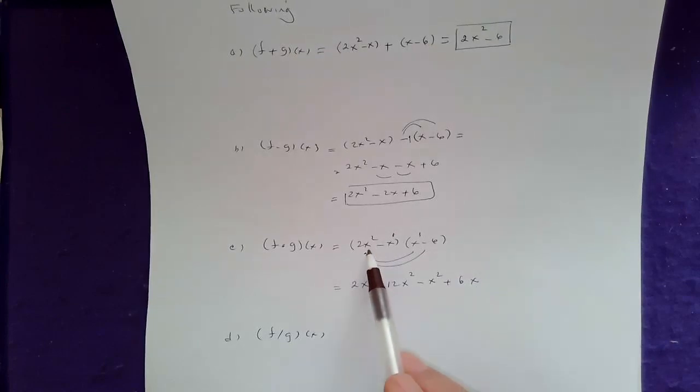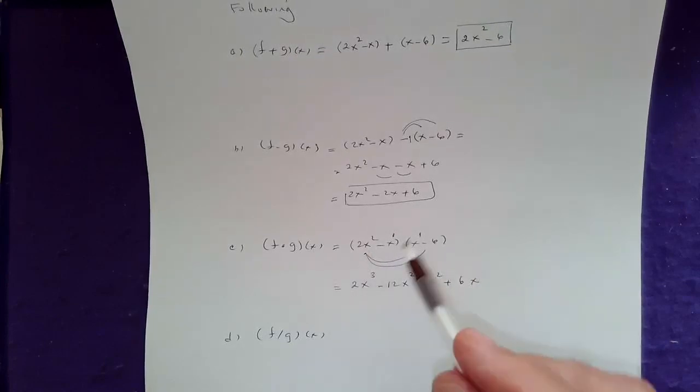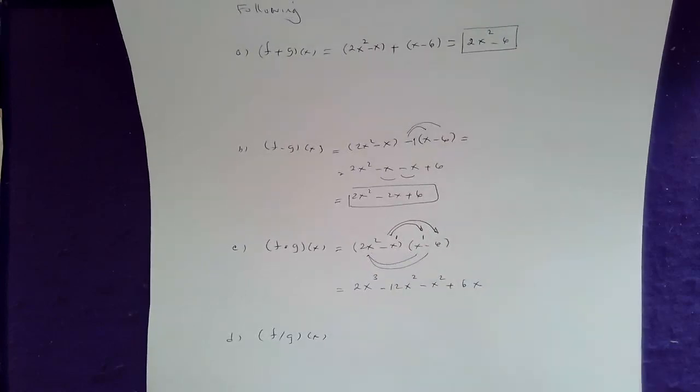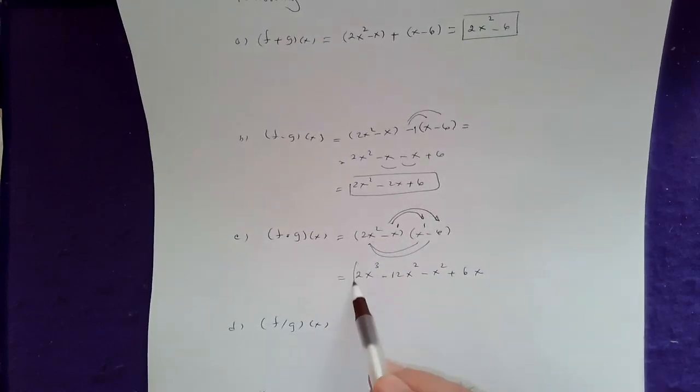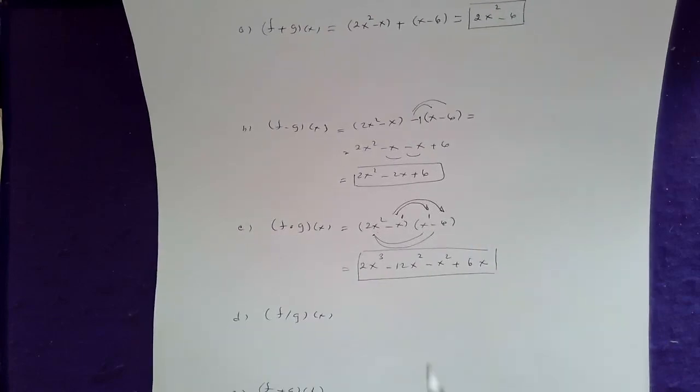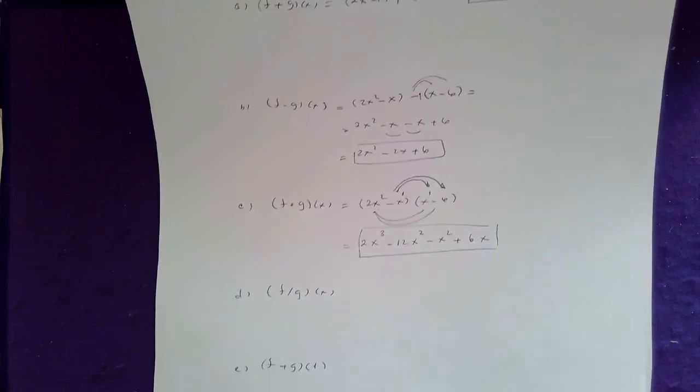Okay, take 2x squared, distribute it by x minus 6. When you're done, take negative x and distribute it by x minus 6 as well. So you get 4 terms. Do you see it? None of these guys are alike because the powers of x don't match. So there is no combining.